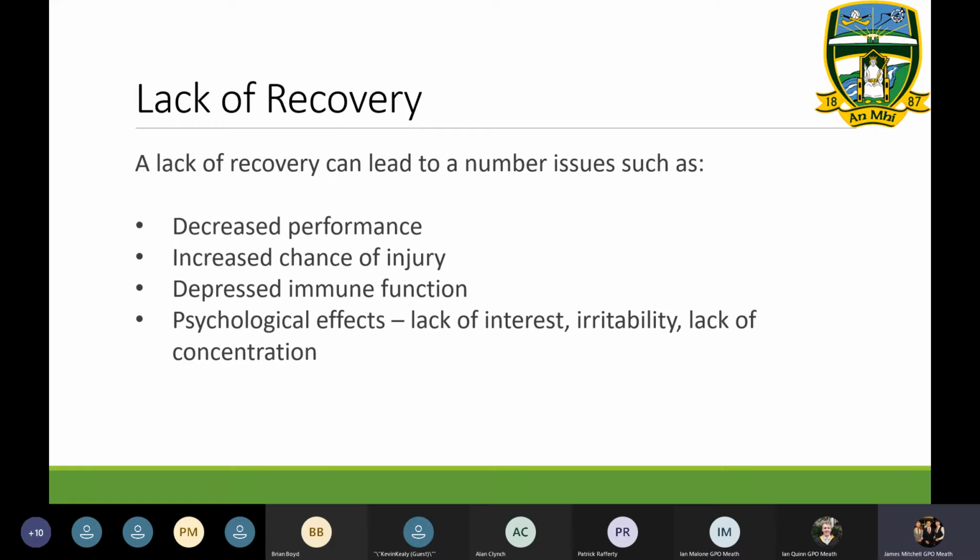And just the last one here, like I spoke about, there's psychological effects as well as physiological. So stuff here such as lack of interest, irritability, lack of concentration, just kind of bad form and temper and stuff like that as well. We've probably all seen that at some stage. And like I said, this goes on further than the football pitch. This can lead into your life, I suppose, due to your work or your college as well, that lack of interest, that lack of concentration. So it's important for all aspects of life as well as sport that we recover from these sessions.